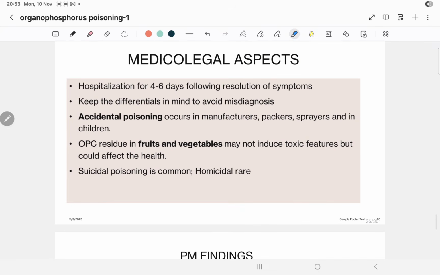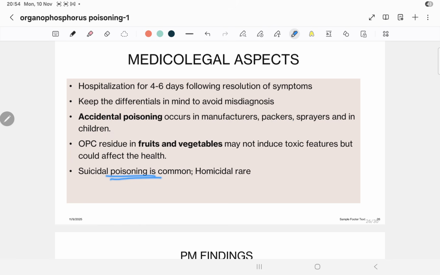Medicolegal aspect: we have already discussed that we need to hospitalize the patient for 4 to 6 days to rule out intermediate syndrome and to rule out delayed polyneuropathy. So we have to hospitalize the patient. We have to keep the differential in mind. Accidental poisonings can happen in places where insecticides and pesticides are stored, like manufacturers, packers, sprayers, and in children. Accidental poisoning can happen in children.